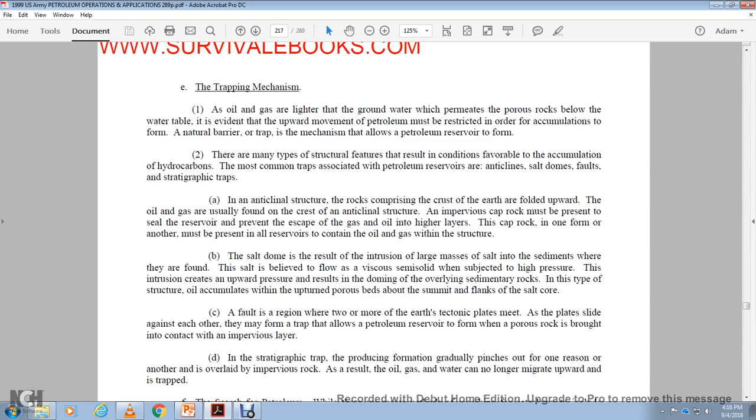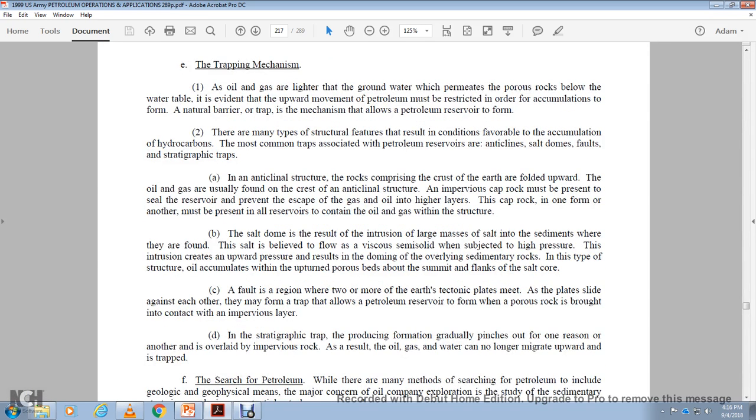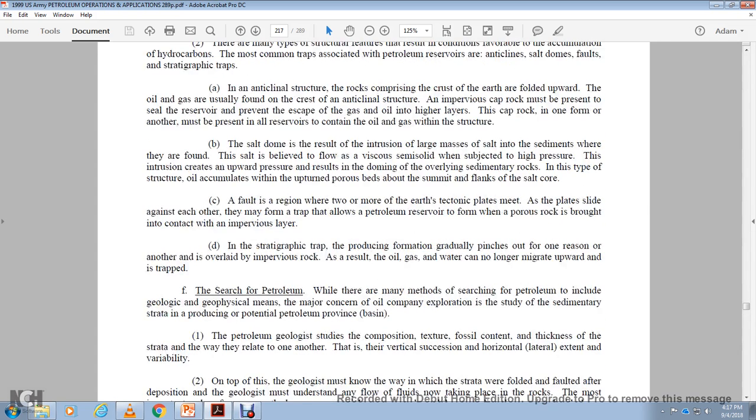Faults occur where two or more tectonic plates meet and slide against each other. They may form a trap for the petroleum reservoir, where porous rock is brought into contact with an impervious layer. In a stratigraphic trap, the producing formation readily pinches out, and is overlain by an impervious layer that blocks the oil. As a result, the oil, gas, and water can no longer migrate upward and are trapped.